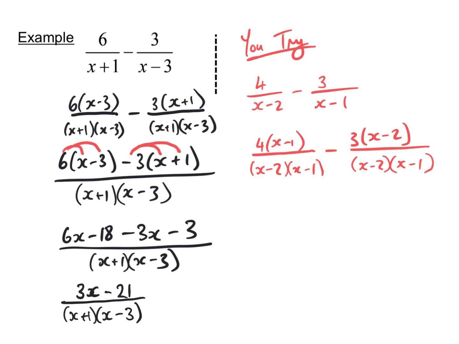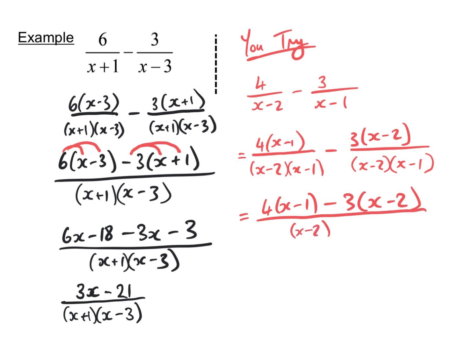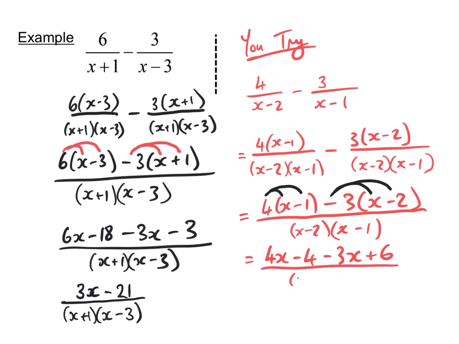Really important, as I've said before, that you bring it all together as one single fraction before you start multiplying out the brackets. So that's all over my two brackets, x minus 2, x minus 1. And then I can start to multiply out the brackets. So 4 times x, 4 times negative 1, negative 3 times x, and negative 3 times negative 2. That's going to give me 4x minus 4 minus 3x plus 6 all over my two brackets, x minus 2, x minus 1.